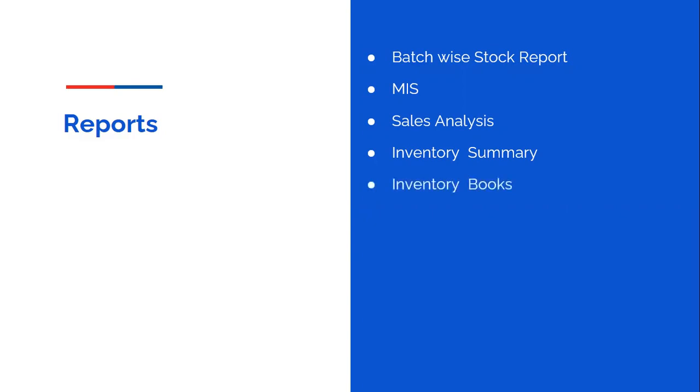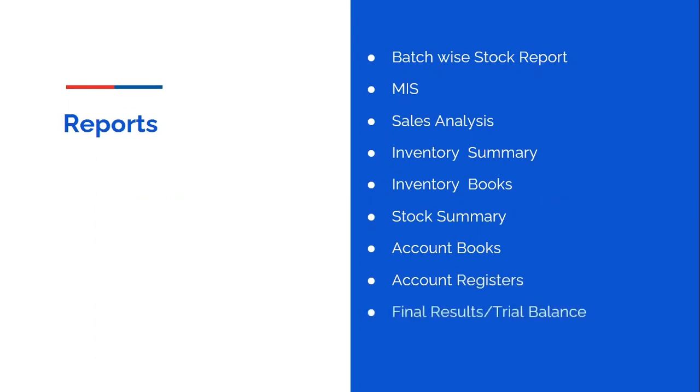Inventory books you can see. Stock summary you can see. So all these three reports belong to your inventory: inventory summary, inventory books, stock status reports. Account books: you can see like sales register, your purchase register. So these reports are available. And final result and trial balance. This is the final report, financial statements like balance sheet and profit and loss, your trial balance report, and the GST reports and e-returns. So you can see on my screen, all these reports are available.